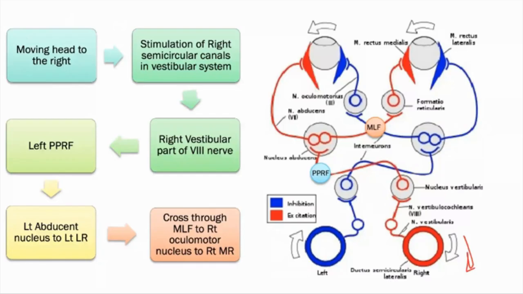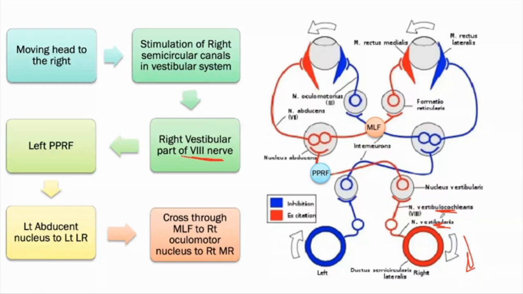First of all, there is a stimulation of the right semicircular canals in the vestibular system. This stimulation of the right semicircular canals will cause stimulation of the right vestibular nerve. The right vestibular nerve is one of the two parts of the vestibulocochlear nerve, which is the eighth cranial nerve, which is concerned with both hearing and balance.